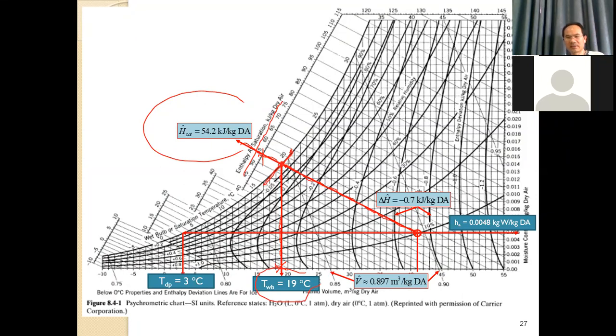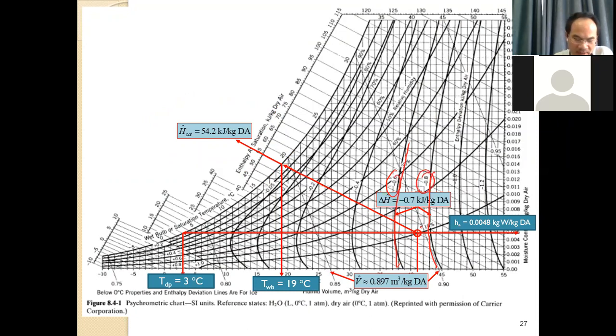And also you can calculate the enthalpy difference. This is the enthalpy difference. This point is located between these two lines, between 0.6 and 0.8. For this case, we estimate minus 0.7 kilojoule per kilogram dry air.